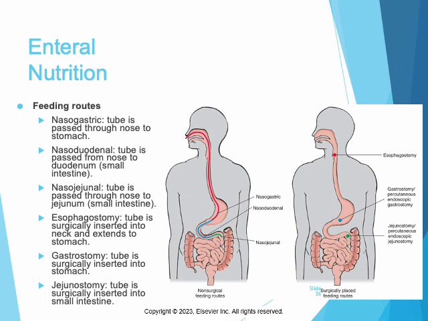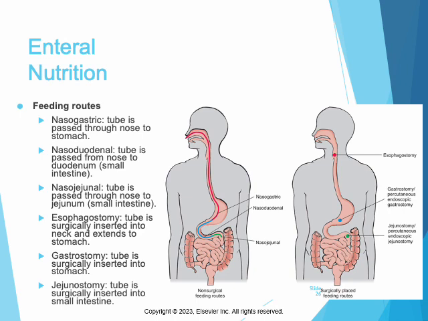The different feeding routes of enteral nutrition: we have nasogastric, where the tube is passed through the nose to the stomach, or nasoduodenal, passed from the nose to the duodenum, small intestines, or nasojejunal, which passes through the nose to the jejunum. We also have an esophagostomy, which is surgically inserted into the neck and extends to the stomach. You have a gastrostomy tube, or what we refer to as a G-tube, surgically inserted into the stomach. And we also can put a jejunostomy tube, which is inserted into the small intestines.